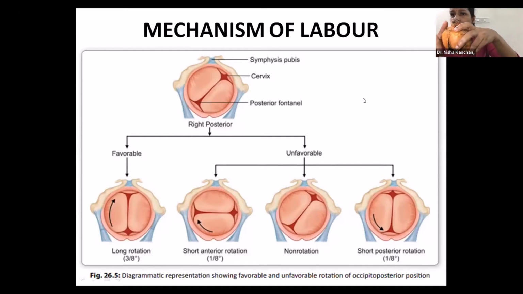Face to pubis is when the occiput rotates posteriorly and the frontum comes behind the symphysis pubis, and the mechanism of delivery is called face to pubis. Face to pubis is not the same as face presentation. Face to pubis happens in occipito-posterior when the occiput, instead of rotating anteriorly, rotates posteriorly. Okay, we'll see a little more about this in detail. Next slide, please.